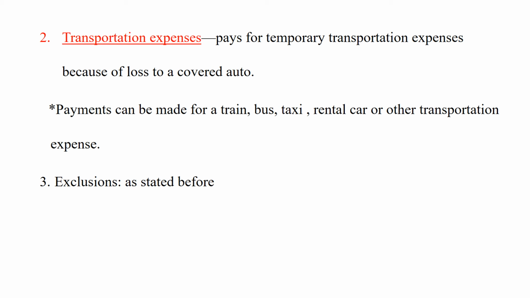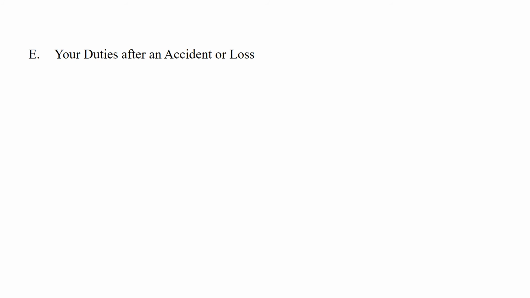Next, exclusions. Of course, Part D also contains some exclusions. These exclusions are the same as the exclusions in the previous section, so we just skip it. Next section, your duties after an accident or loss. What do you need to do after a car accident? You need to notify your insurer immediately.